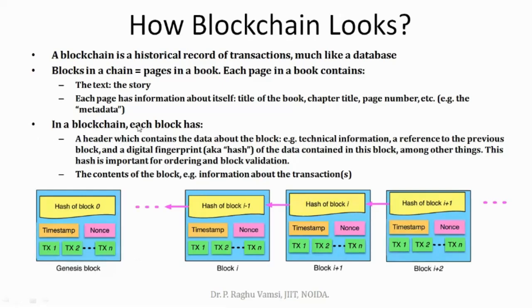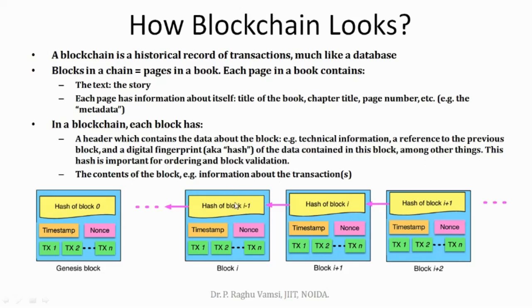So in a blockchain, each block has a header which contains the data about the block. So every block consists of a header and data section. The header consists of the metadata about the transactions in the data section. So technical information about the transaction, a reference to the previous block, a digital fingerprint, also known as the hash of the data contained in the block. Among other things, this hash is important for ordering the block, verification, validation.